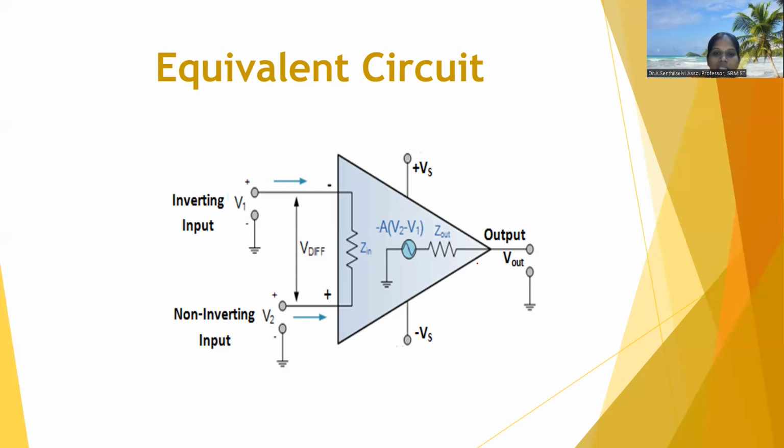What is an equivalent circuit? See here, there is an input impedance and an output impedance. Here the voltage-controlled source, that is the voltage gain, is represented. Then the output, positive supply and negative supply. This is the equivalent circuit of an operational amplifier.